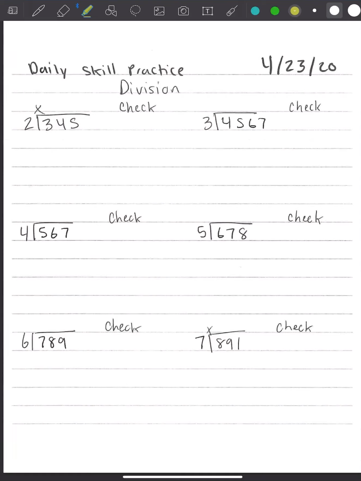Your daily skill practice, guys, continues to be with division, and you can check your work with multiplication. As I've been saying over and over again, guys, you have to master division and multiplication in order to make sure that you are ready for 5th grade. 5th grade has a lot to do, guys, with division and multiplication. And I guarantee you, if you master this right now, it is going to be so much easier for you next year. So remember, you can check your work by multiplying 2 by your answer. Okay, and you can do that right here.